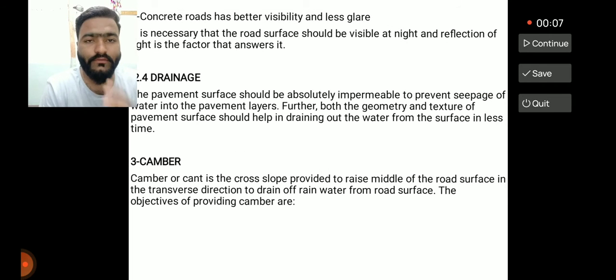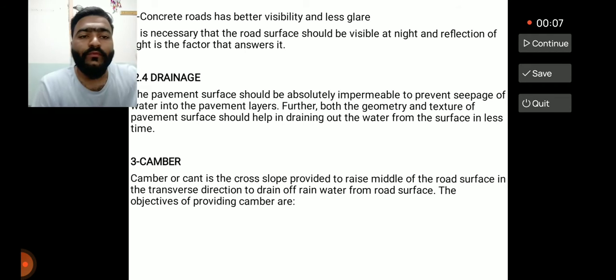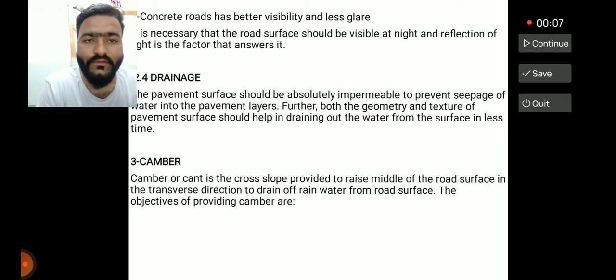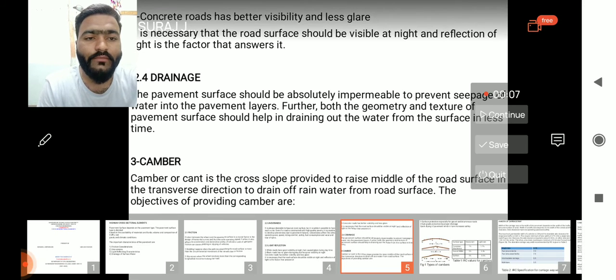The pavement surface should be absolutely impermeable to prevent seepage of water into the pavement layers. Further, both the geometry and texture of the pavement surface should help in draining out the water from the surface in less time. Then next comes the camber. Camber or cant is the cross slope provided to raise the middle of the road surface in the transverse direction to drain off the rainwater from the road surface. So in that drainage we study about camber.